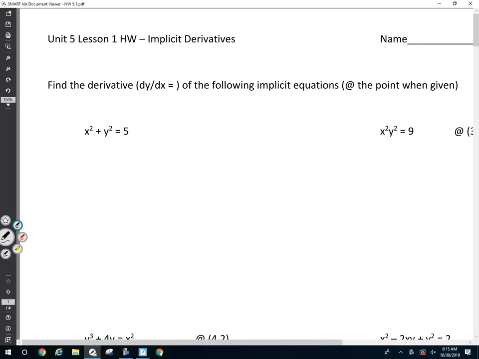Okay, Unit 5, Lesson 1, homework video. Implicit derivatives. Derivatives of implicit equations, non-functions. x squared plus y squared equals 5.